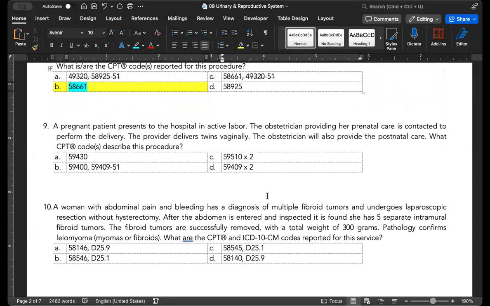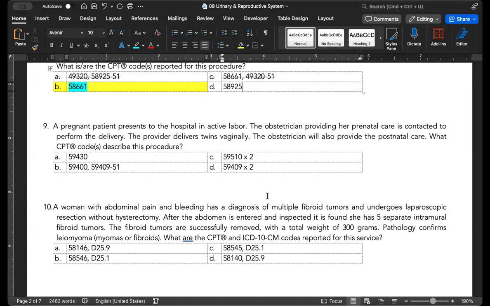Number 9, a pregnant patient presents to the hospital in active labor. The obstetrician providing her prenatal care is contacted to perform the delivery, and the provider delivers twins vaginally. The OB will also provide the postnatal care. So what CPT code or codes should we report? So, a twin vaginal delivery.